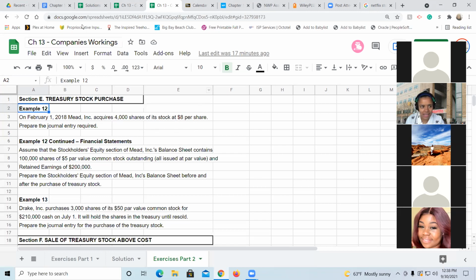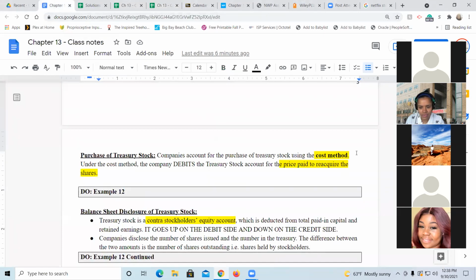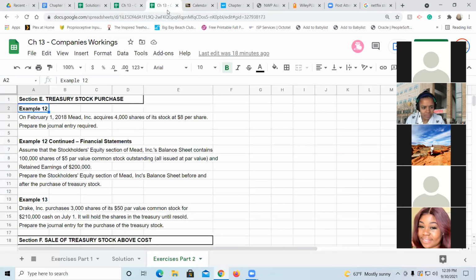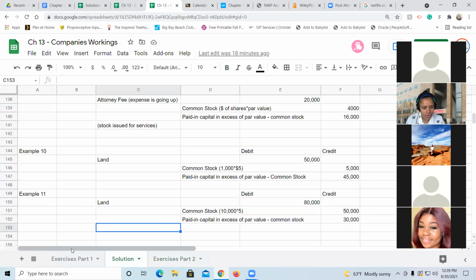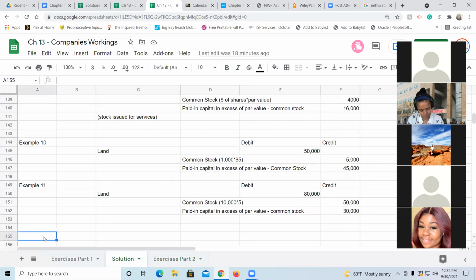$8 is the cost. And if you go back to what the textbook or our notes say, we use the cost method. So even if it had said that there was a $5 par value or $1 par value, you don't care. The entire transaction is recorded at the cost of the stock that was bought back. Prepare the journal entry required. So I'll show you over here how we do it, and then we'll be done for the day.